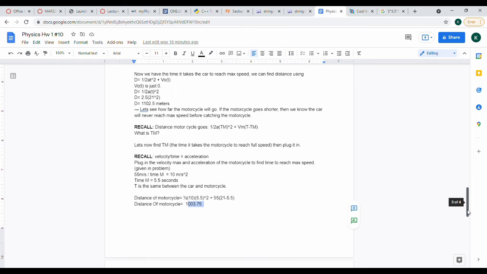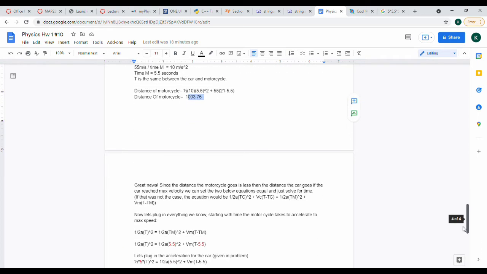And I'd hope at least your distance for your motorcycle traveled should be less than your car goes when the car reaches max velocity. And if that's the case, wonderful. That means the car will never reach its maximum velocity, which means its distance traveled by the time the car catches the motorcycle will be just dependent on the car's acceleration alone.